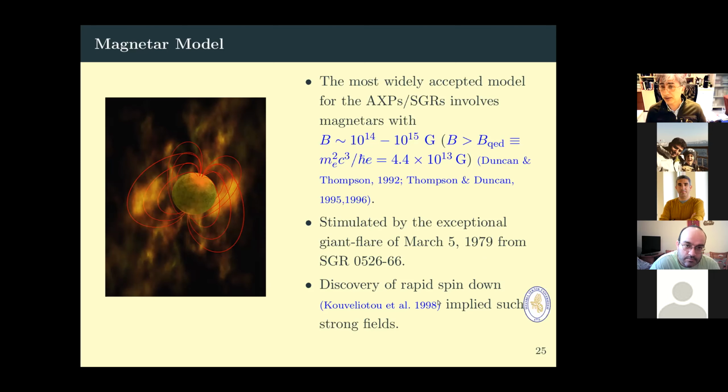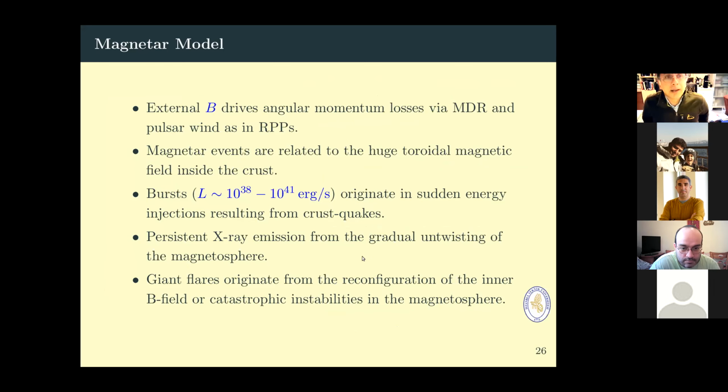And the discovery of the rapid spin-down of the object by Kouveliotou and her colleagues implied that they indeed could have such high dipole fields. The magnetar model has two magnetic fields accordingly. The external magnetic field drives the angular momentum loss by magnetic dipole radiation and pulsar wind, just like it happens with the rotationally powered pulsars.